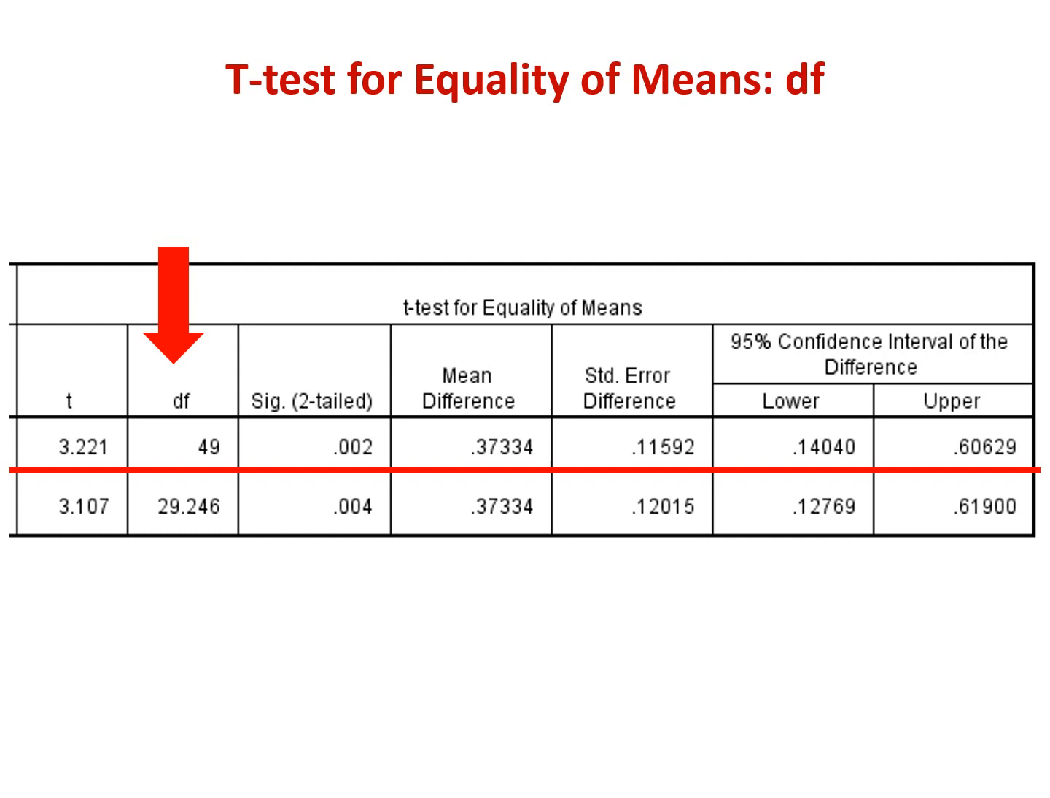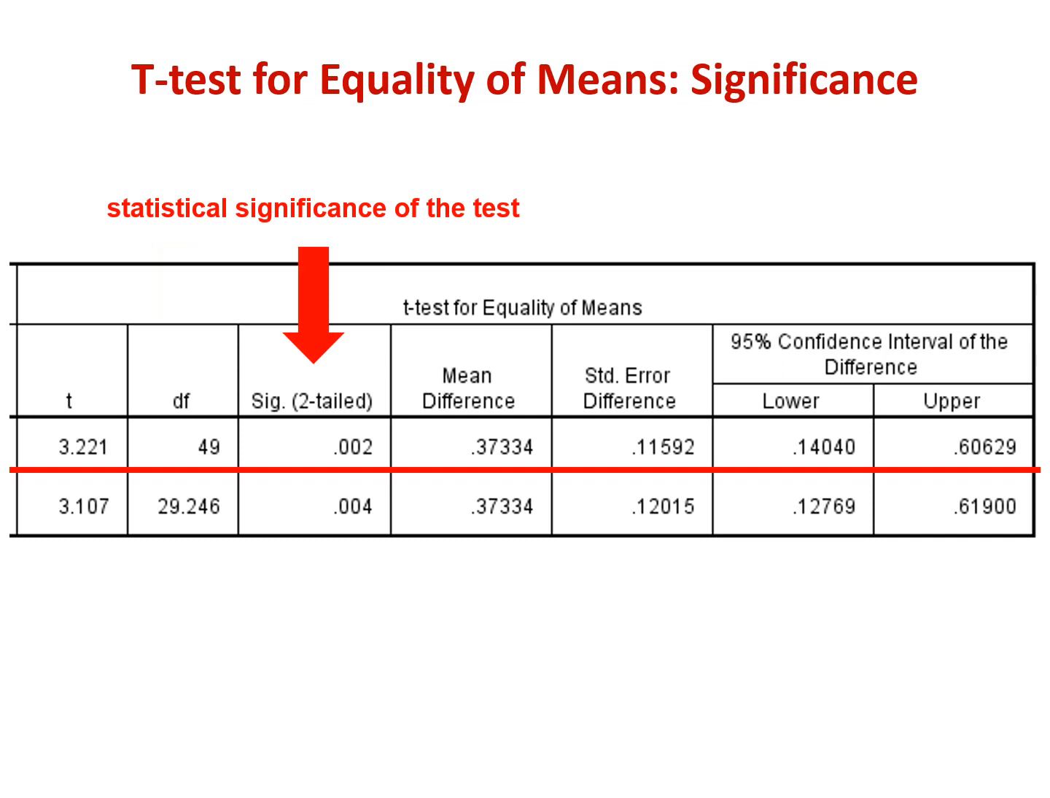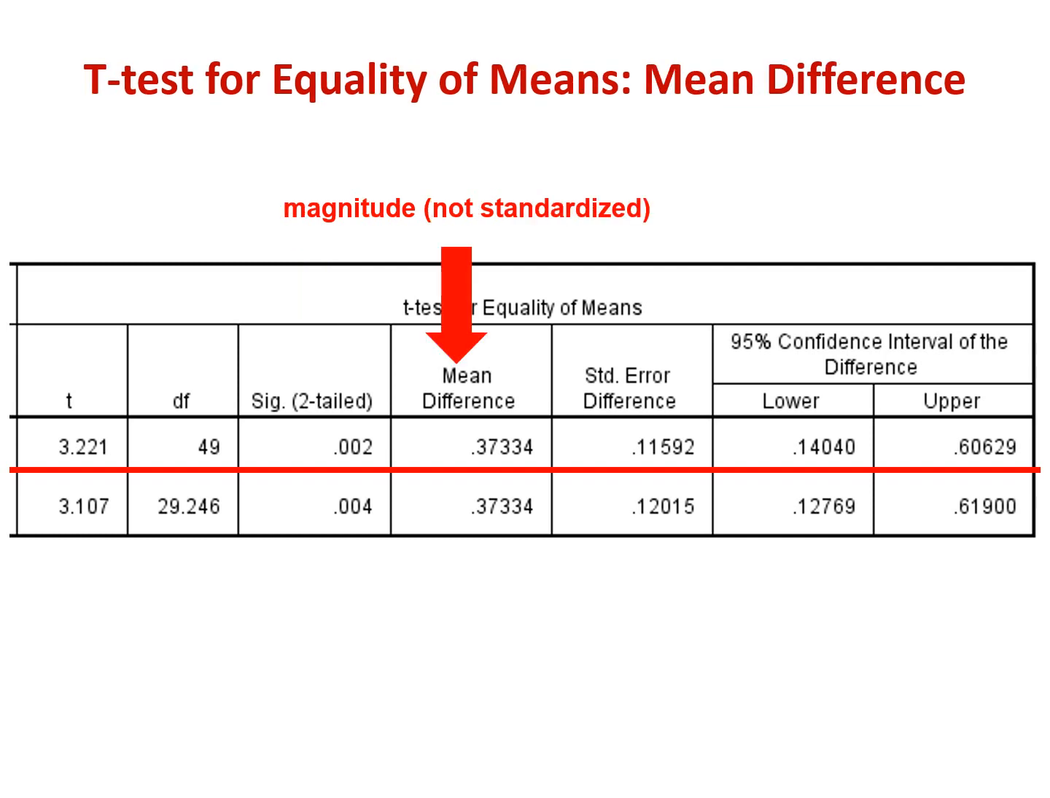With t and the degrees of freedom, we could find the p-value manually in a t-table, but we don't have to. The reason we do not have to is the third column, which gives us the statistical significance of the test, one of our three elements of inference. The threshold for statistical significance is 0.05. Since 0.002 is less than 0.05, we can conclude that the difference between the two groups is statistically significant at the 0.05 level of significance. The next column gives us the calculation for the difference in means.